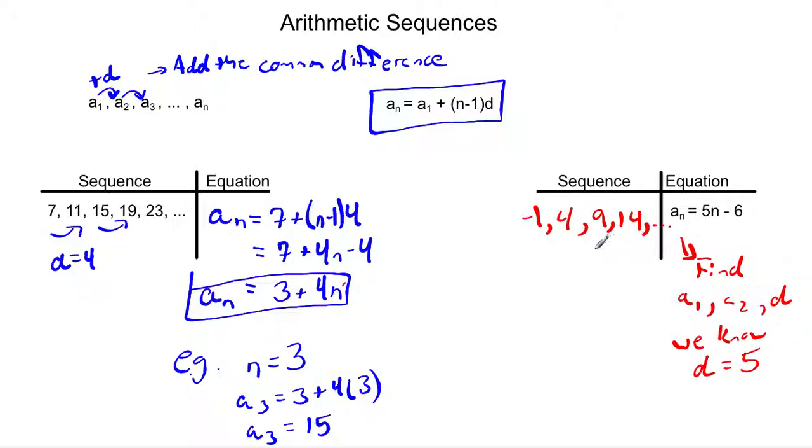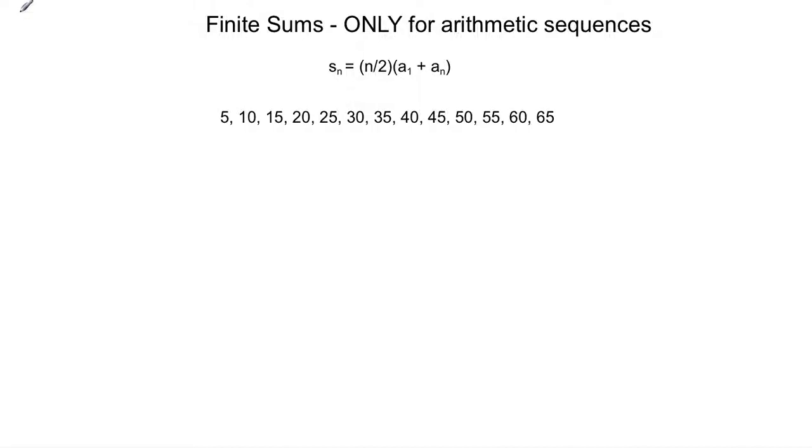So that's it for these. So given a sequence, we can find the equation, or given the equation, we should be able to find the sequence. And that's it. Then there's also sums. So this is only for finite sums, only for arithmetic sequences. Finite sums means it ends. You've seen the word infinite before, never ending. Finite means it does end.